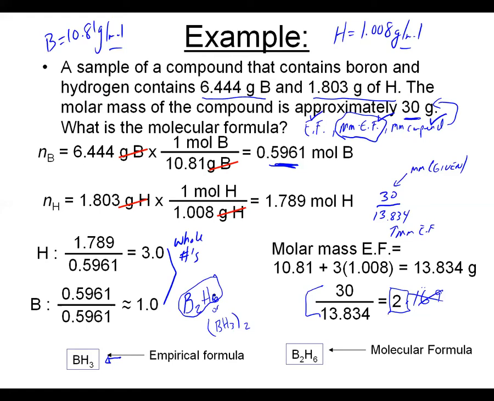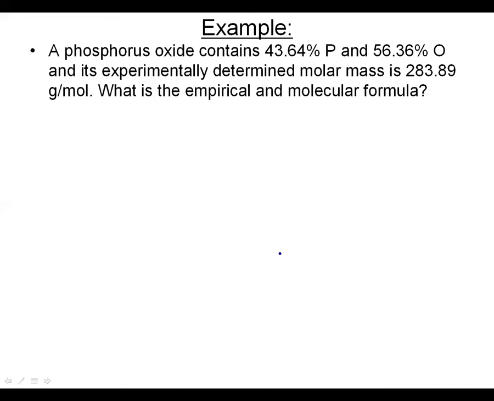Okay, let's take a look at another example, I think. So why don't you give this one a go here and see what you come up with. And phosphorus from the periodic table is 30.97, so phosphorus, 30.97 grams per mole. And then oxygen is 16 grams per mole.